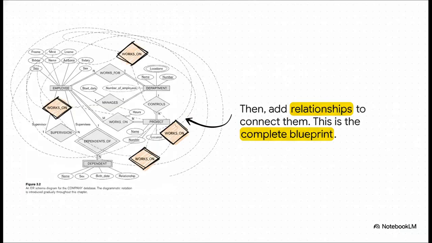And now for the best part. We add the verbs, the relationships, and just like that, everything clicks into place. You see how adding those diamond shapes, works for, manages, works on, connects everything, our separate islands are now one cohesive system. We can see exactly how an employee relates to a department, how departments relate to projects, everything. This is our final data blueprint.